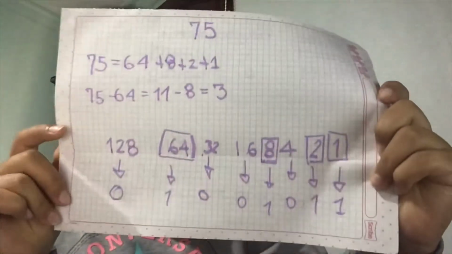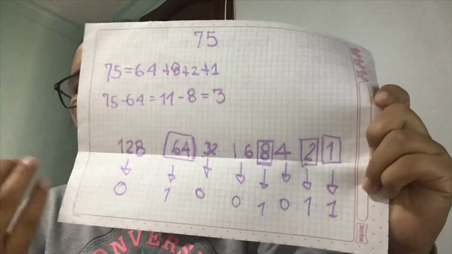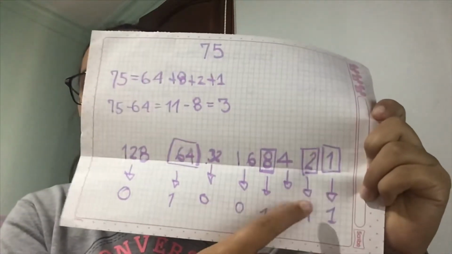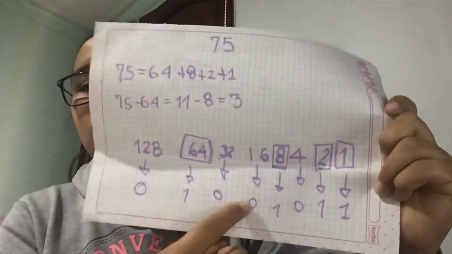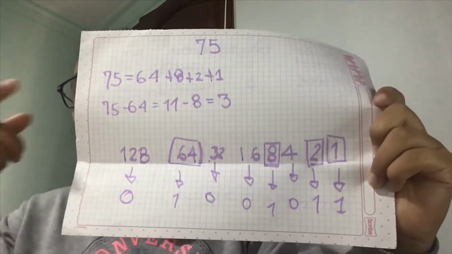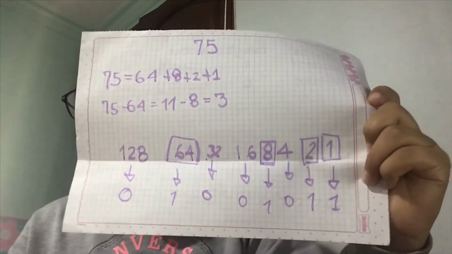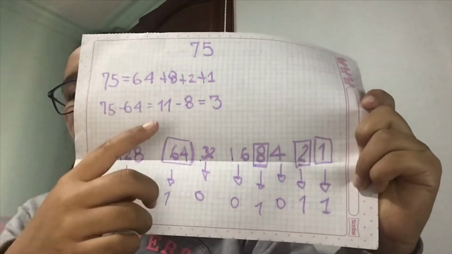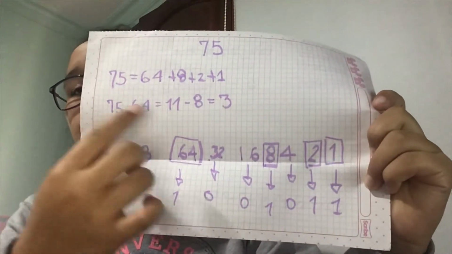So I choose the number 75. As you can see, in the binary system we have some digits. These digits are the powers of the number 2: 1, 2, 4, 8, 16, 32, 64, and 128. As my number is 75, the number less than 75 is 64. 75 minus 64 is 11.